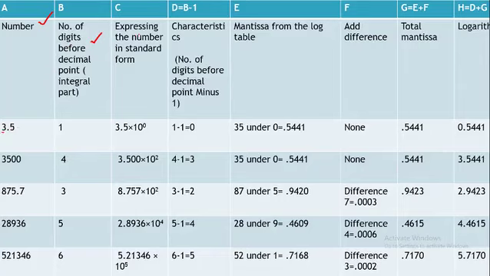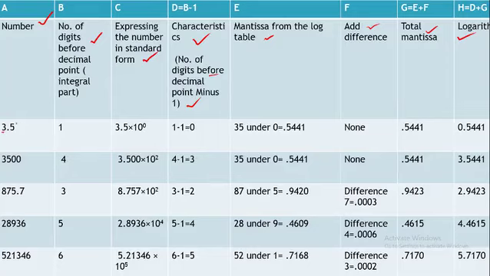The C part of it is expressing the number in standard form, and then the D part of it is called the characteristics, and the characteristics is the number before the decimal point minus what? 1. Okay, we have the mantissa from the log table, and then we have the difference. We have the total mantissa, and then we have the logarithm. Okay, now let us start.